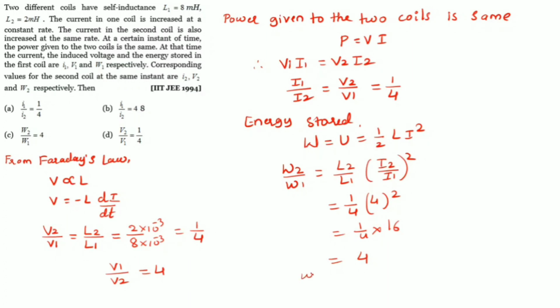And we can write it as W1 divided by W2 equal to 1 divided by 4. So the correct option is C, W2 divided by W1 equal to 4.